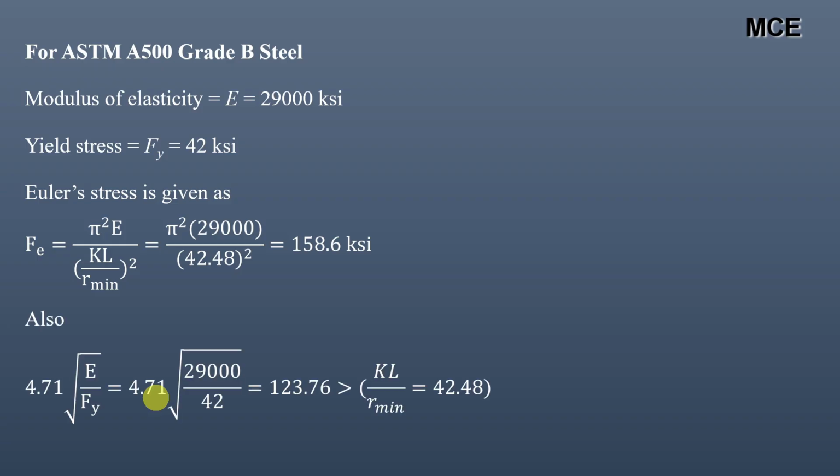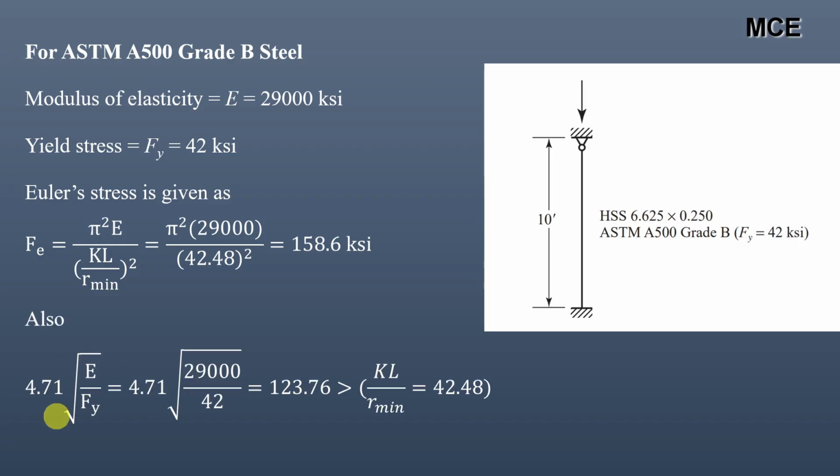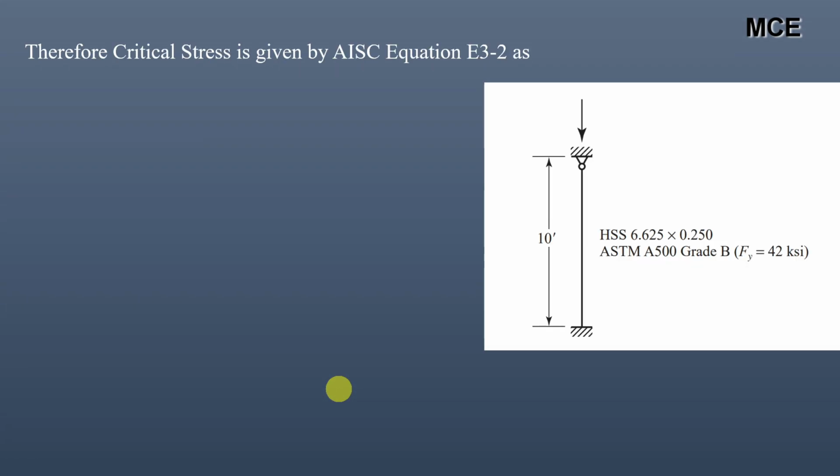Also, 4.71 times under root of E divided by Fy is 4.71 times under root of 29,000 divided by 42. It is equal to 123.76. This is greater than KL divided by r minimum. So we have to use the AISC critical stress equation E3-2, which is Fcr equal to 0.658 raised to the power Fy divided by Fe, into Fy. Fy is the yield stress and Fe is the Euler's buckling stress. This is the critical stress.